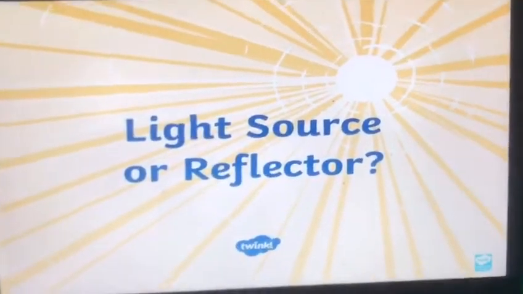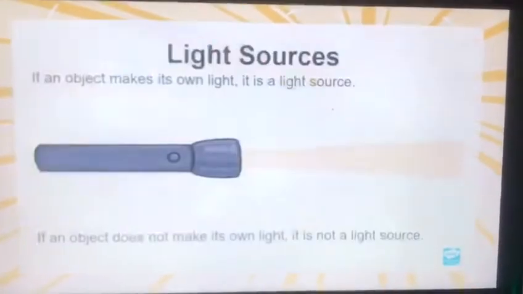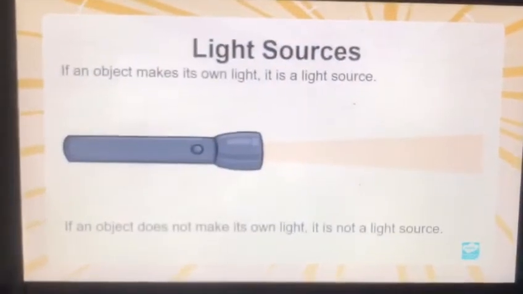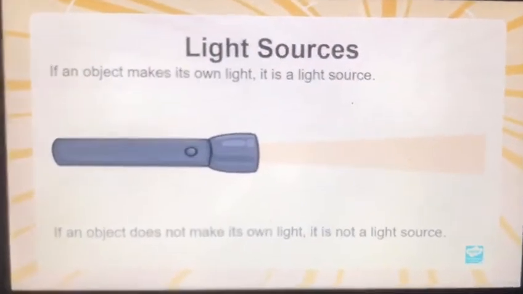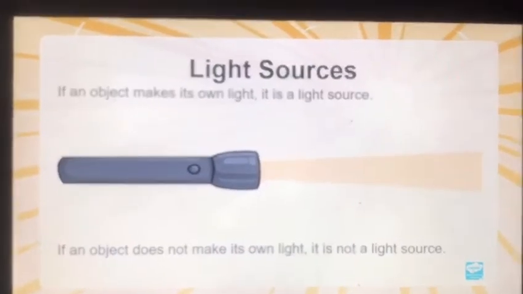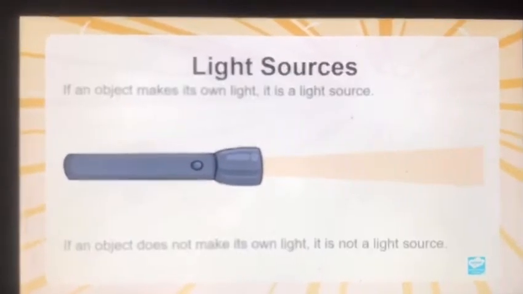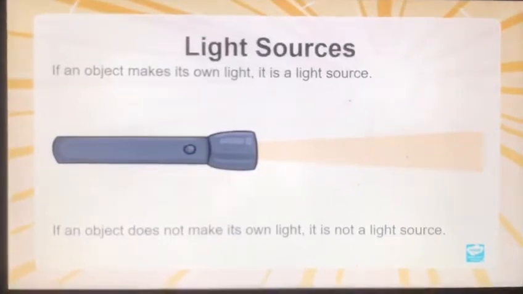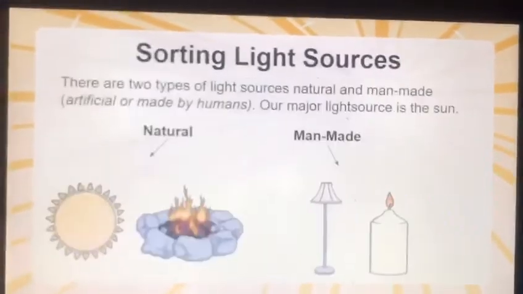Today we're going to look at light sources and reflectors. So a light source, if an object makes its own light, it is a light source. If an object does not make its own light, it is not a light source. So lamps, candles, the sun, stars, they are all light sources.